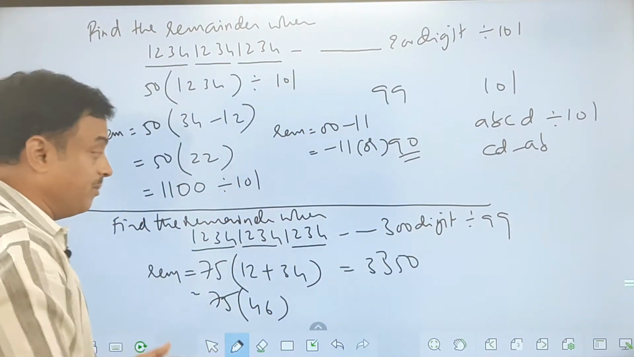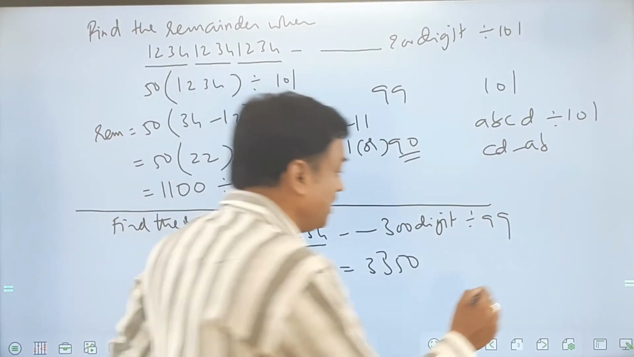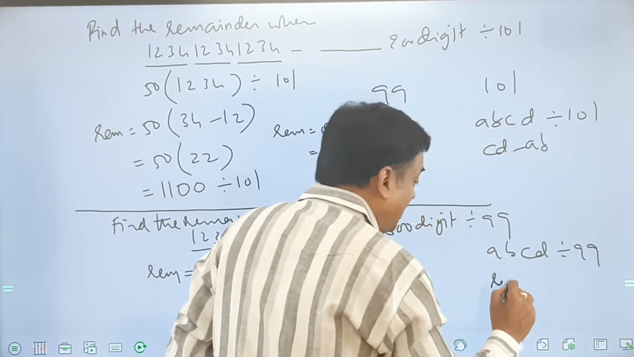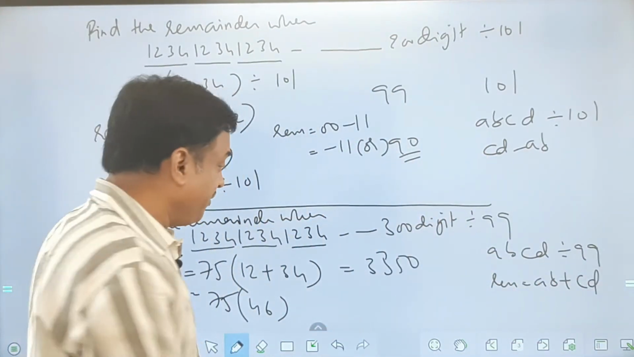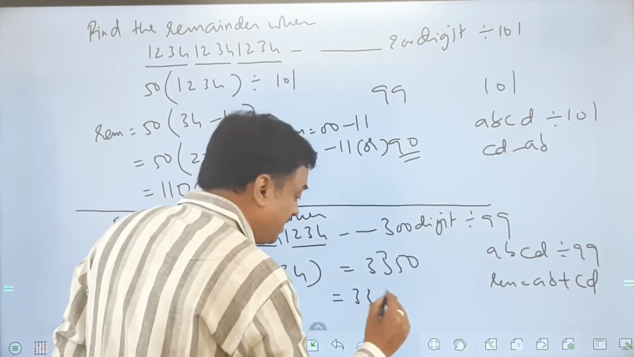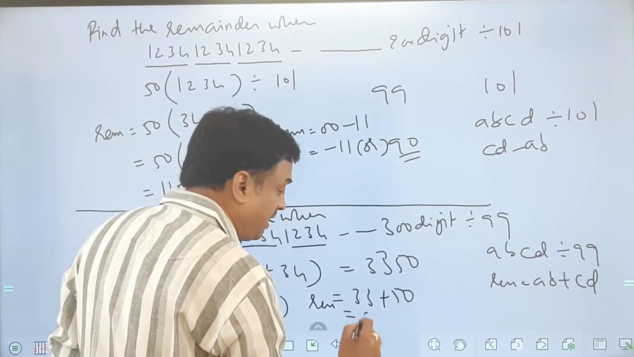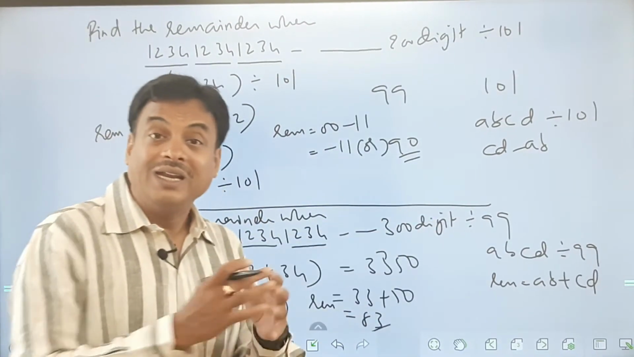Same thing I'll apply here. I got a remainder 3350. Now 3350 cannot be the answer. So I know that when I divide ABCD by 99, the remainder will be AB plus CD. Fair enough? So I'll just do 33 plus 50 as the ultimate remainder here. What is 33 plus 50? 83. So 83 can be a possible remainder when I divide by 99.